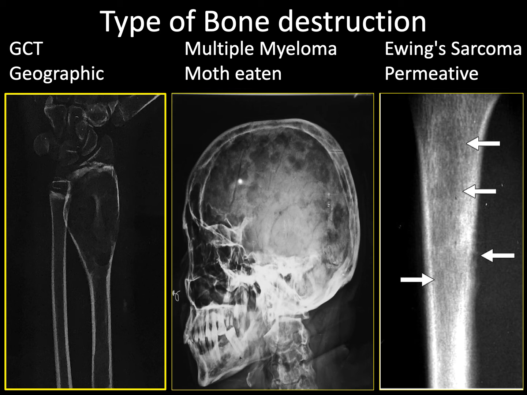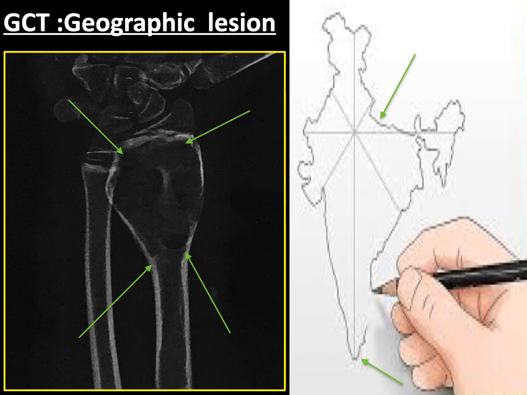So we have three common types of bone destruction. One is geographic lesion, second is moth-eaten, and third is permeative type, seen in Ewing sarcoma. First is geographic lesion. Here we are able to know where the tumor is starting and where it is ending. This is a geographic lesion of the distal end radius, which is very well defined, as in giant cell tumor.